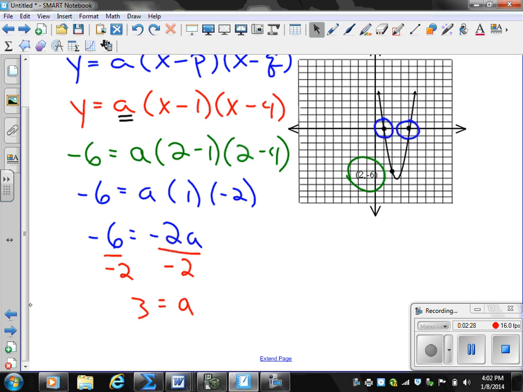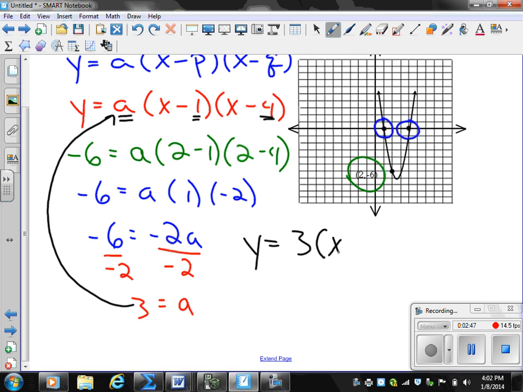At which point you want to, just like we did before, take your value for a and substitute it back into the second equation, where I have my p and q already known and substituted in. And I can say y = 3(x - 1)(x - 4). And that's an equation for this parabola shown here. It's not in standard form, but that's not what the question is asking for. So I can leave it just like this without any worries.